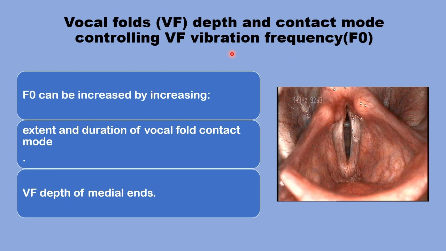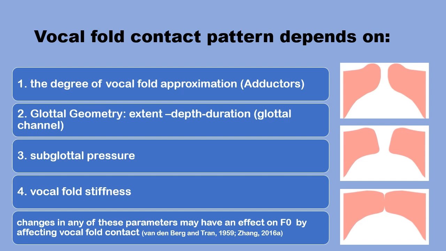The vocal fold depth, particularly of the medial ends, and the contact mode of these medial ends can modulate the vocal fold vibration frequency, the F0. This F0 can be increased by increasing the extent and the duration of the vocal folds contact, and also by increasing the depth of the contact, the depth of the medial ends of the adducted vocal folds. So what are the factors that this vocal fold contact pattern depends on? Primarily the degree of the vocal fold approximation by the adductors, the glottal channel geometry, its extent, its depth, and the duration of the contact, the subglottic pressure, and the vocal fold's intrinsic stiffness during adduction. Changes in any of these parameters can influence the fundamental frequency by affecting the vocal fold contact mode.